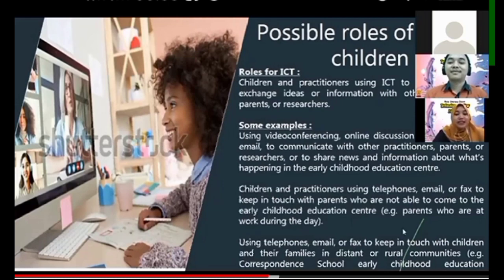Children and practitioners use handphones or gadgets, and then email or fax, to keep in touch with parents who are not able to come to the early childhood education center, for example, when the parents work during the day. And the last one is using telephone, email, or fax to keep in touch with children and their families in distant or rural communities, for example, respondents, schools, early childhood education, something like that.